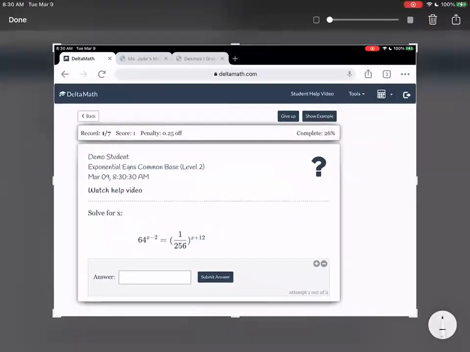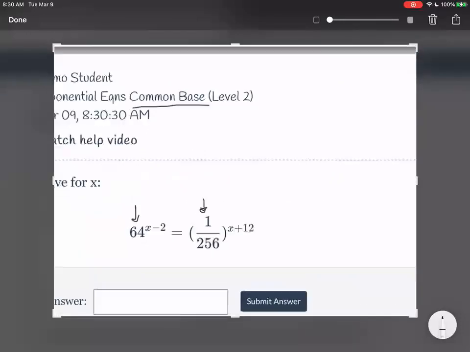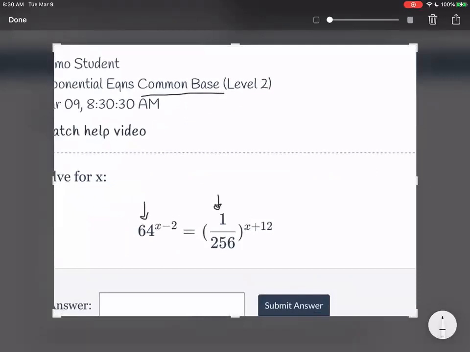So I think for exponential equations with a common base, level 2, I believe we're going to have to rewrite all of these to have the common base. Like we'll probably have to rewrite the 64 and the 256. So let's go ahead and do that. So I want to try the number 2. Let's just try with 2 because they're both even numbers.